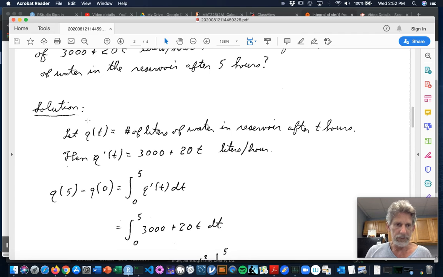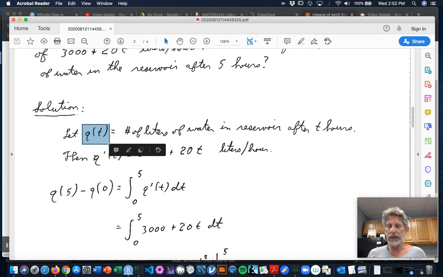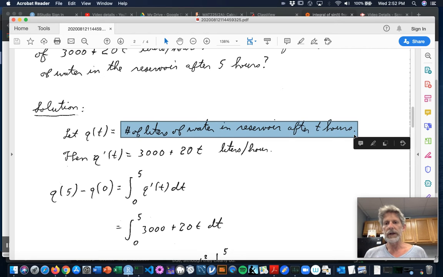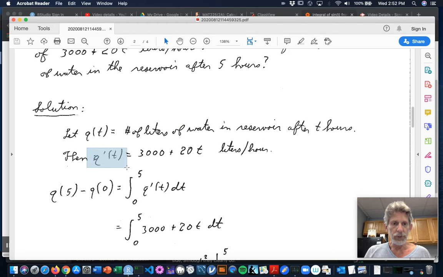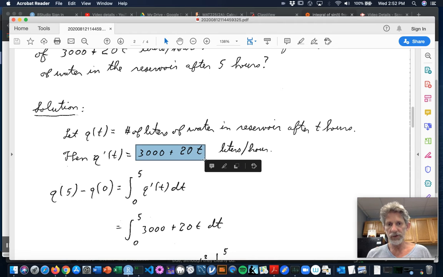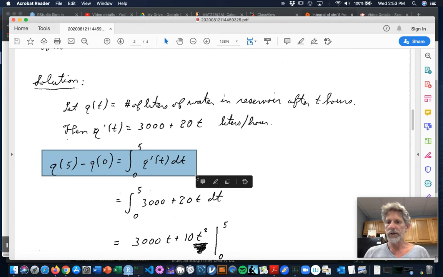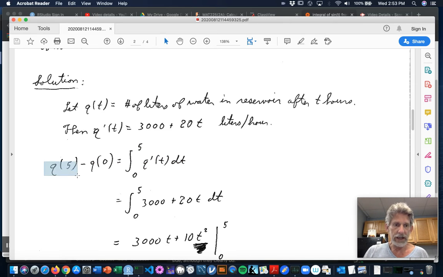So here's a way of thinking about it. Let Q of t be the quantity, the amount of water. Let Q of t be the number of liters of water in the reservoir after t hours. Then Q prime of t is this 3,000 plus 20t liters per hour of which they speak in the problem. And the net change theorem, the fundamental theorem of calculus if you like, says that Q of 5 minus Q of 0 would be the integral from 0 to 5 of Q prime of t dt. Now I want to find Q of 5, how much water there is after 5 hours.